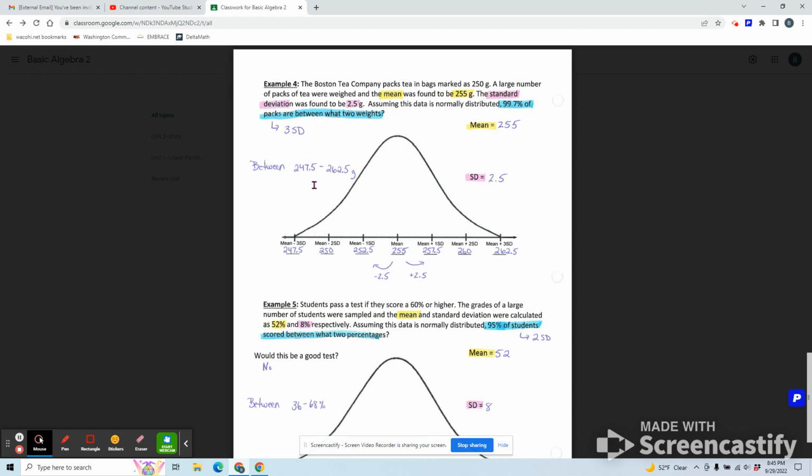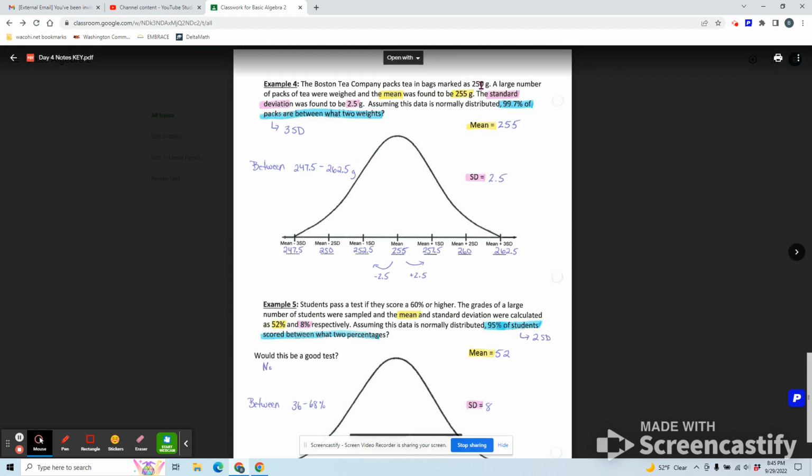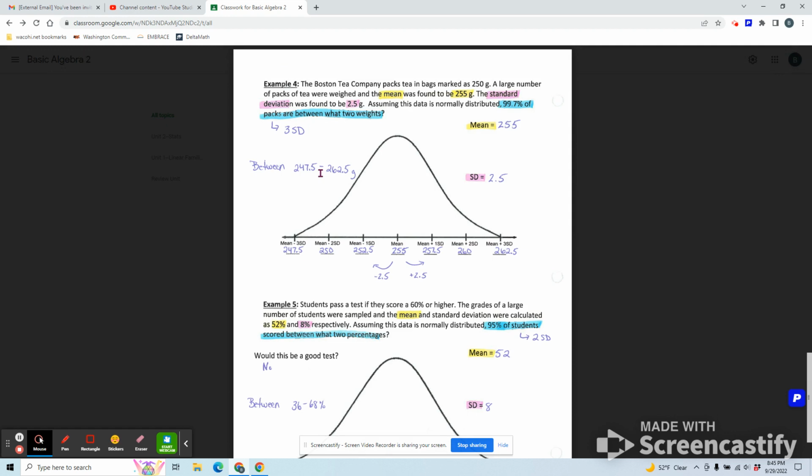To you, it may not mean a whole lot, but to that company, it's telling them that 99.7% of their product is between these two weights, which isn't too bad considering that it's a 250 gram tea package that you're creating. Okay, so maybe to have larger profits, you would want that standard deviation to be even smaller. So that way that company would be more profitable, because it seems like some of them get more than 250 and some of them get less.